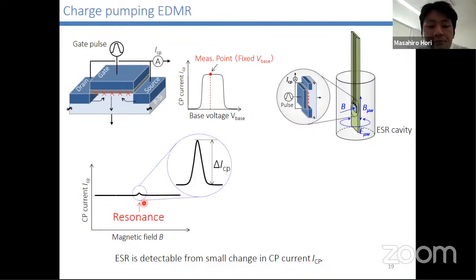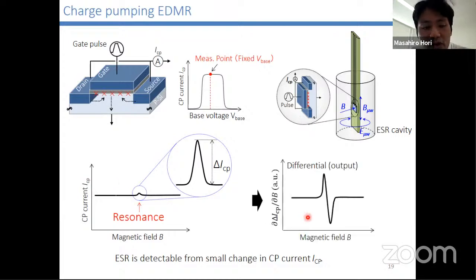At the resonance, the charge pumping current is slightly changed. Namely, this current is slightly changed at the resonance. The change in current is about 10 to the minus 5 of the charge pumping current. Therefore, a very small current should be detected.